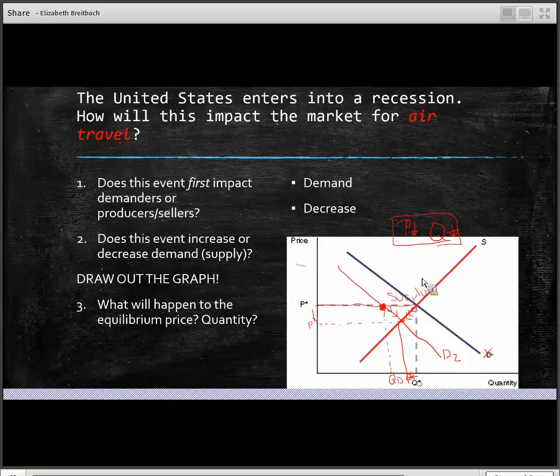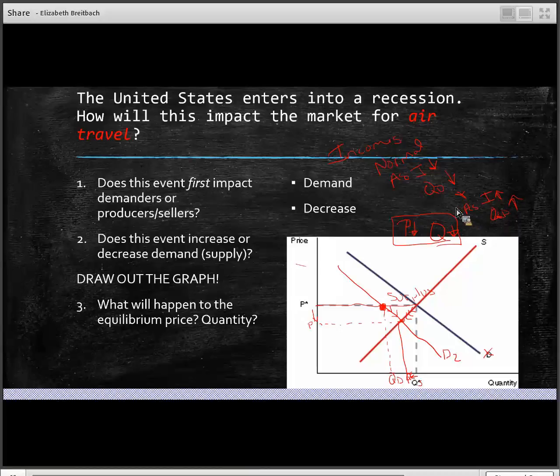All right, so when we have that decrease in demand for an event such as a recession, when we start to see incomes change, and we have what we call a normal good. A normal good is a good that as income decreases, the quantity demanded for that good will also decrease. And as income increases, the quantity demanded for that product will also increase. And that's what we call a normal good.